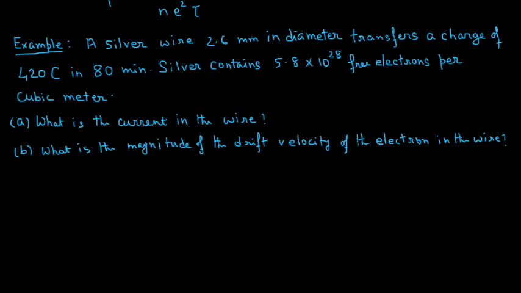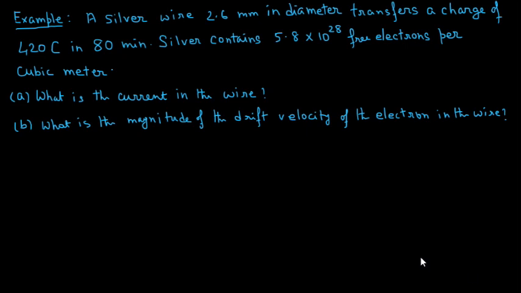So let us solve our first example. A silver wire 2.6 millimeter in diameter transfers a charge of 420 coulomb in 80 minutes. Silver contains 5.8 multiplied by 10 to the power 28 free electrons per cubic meter. Now we have to find: A, what is the current in the wire? B, what is the magnitude of the drift velocity of the electron in the wire?